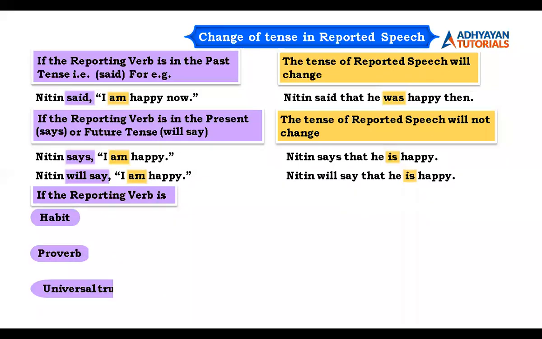Now, if the reporting verb is a habit, proverb, or a universal truth, then also the tense doesn't change. For example, Nitin said, children like to play. Raise your hands, please, if you want to answer. तुम्हारा नाम जरा बराबर से डालो बेटा. चलिए, हर्षित पटेल को मौका देते हैं क्योंकि हर्षित पटेल बोलते हैं I never give him a chance.